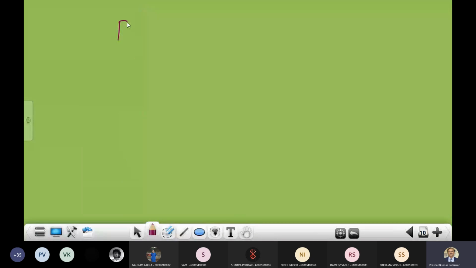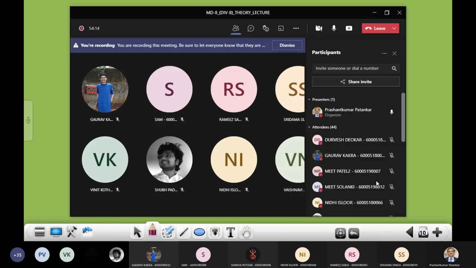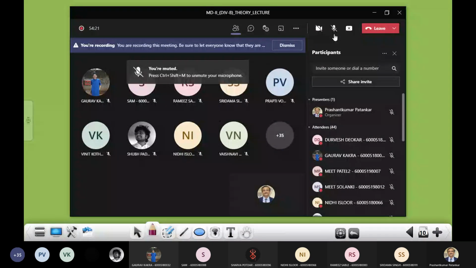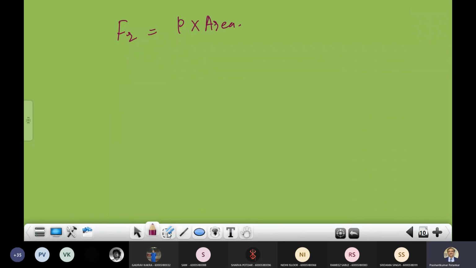So Fr is equal to your pressure times area. Pressure times area. So in just a minute. So your this radial component Fr is nothing but, students, are you there? Am I audible? Yes, sir. So this Fr is equal to your pressure times area.